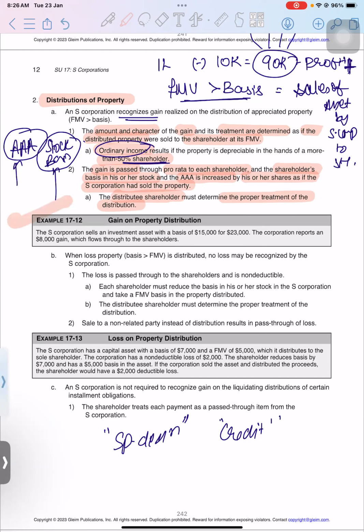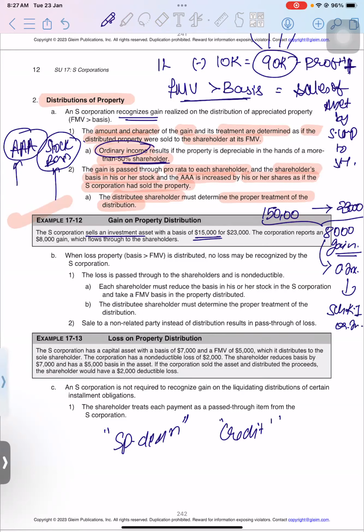Let's read one example and understand it. S Corporation sells an investment asset with a basis of 15,000 for 23,000. So now here the corporation is not distributing it. It is actually selling it to the shareholder. Can I say the shareholder is a related party? So you will recognize this difference of 8,000 as a gain. Okay. Now this gain is an ordinary income, and that is why it will go on Schedule K-1 as an ordinary income as a flow through to each and every shareholder.